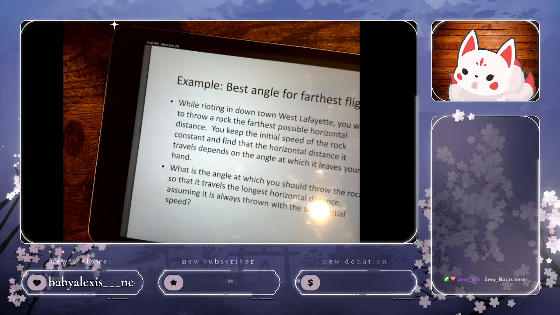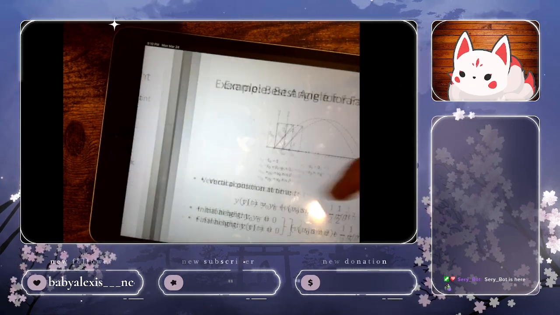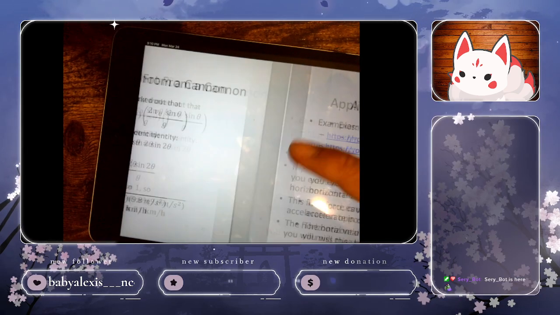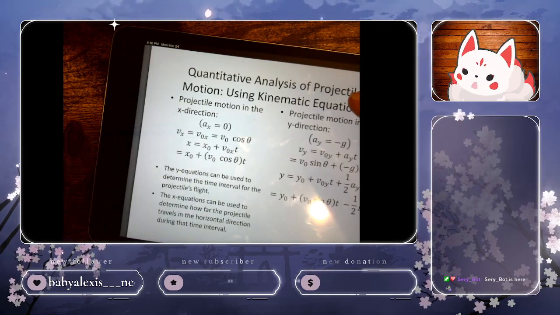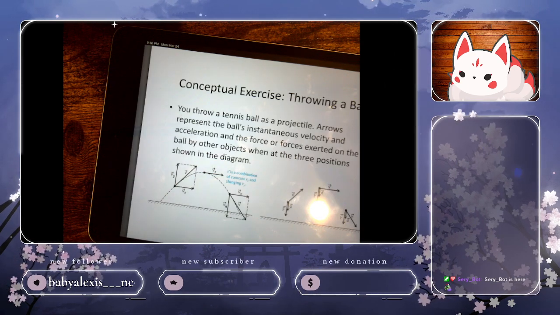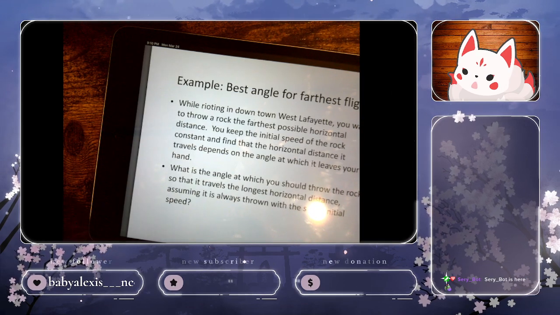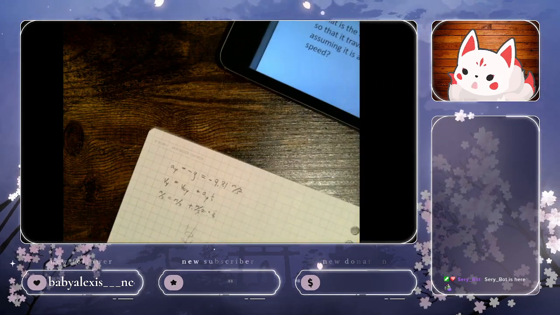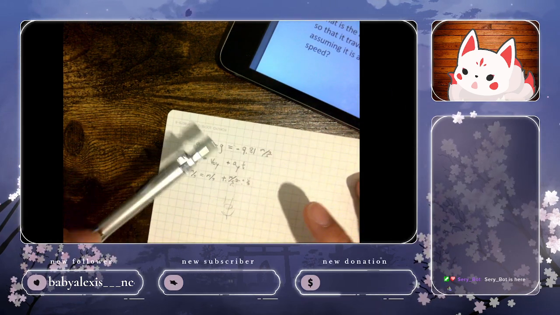Oh man, 29%. Oh, we're at examples. Is this all examples? Yes, it is. Best angle for farthest flight. Alright, I'm going to deal with that on Wednesday.